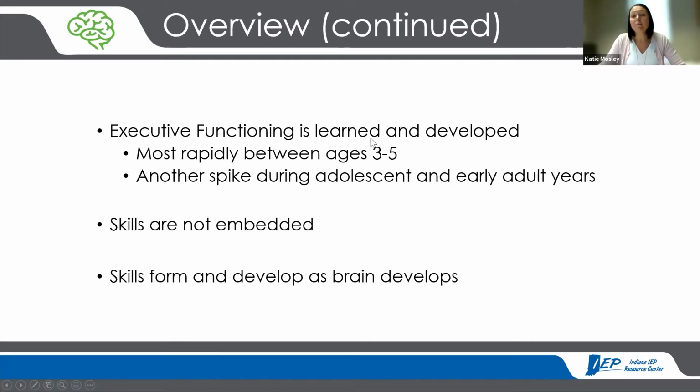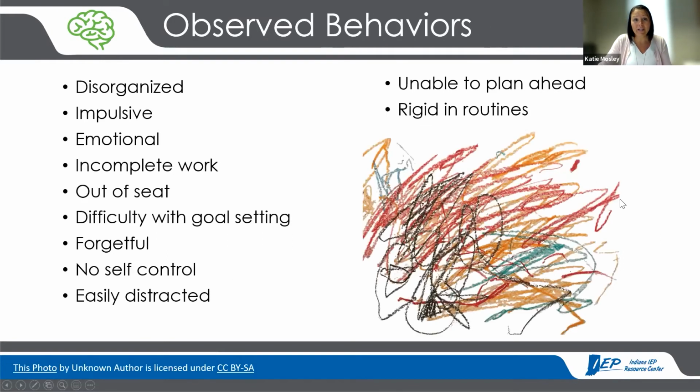We learn executive functioning skills most rapidly between the ages of 3 and 5. So those years are so critical. Preschool teachers, you have such an important job in helping these students with that great foundation. There's another spike in executive functioning development in adolescence. And really, research is suggesting now that it's up until the age of 25 that those executive functioning skills are really embedded. Again, skills are not embedded and they will form and develop as our brain develops.